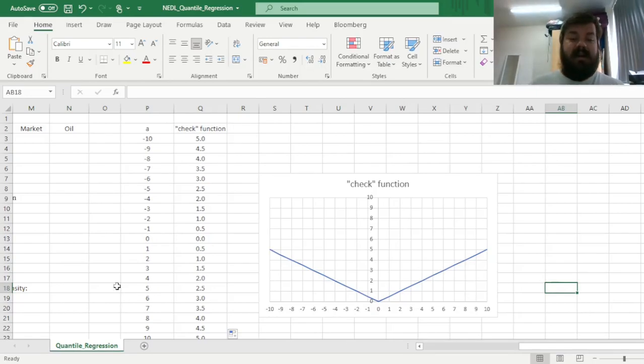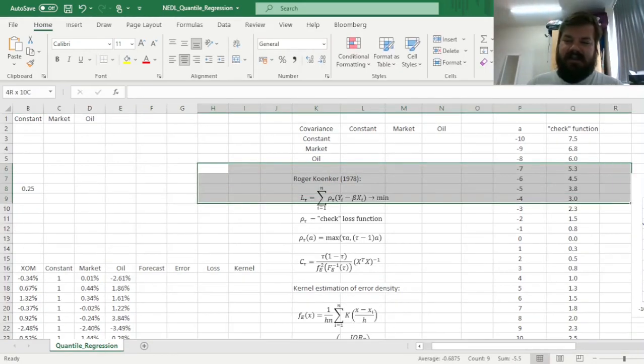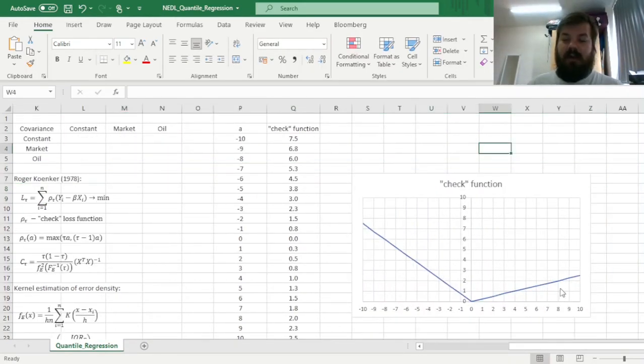And if you change your quantile to another value, for example 0.25, we can see that the function is no longer symmetric. It now has a steeper slope in the negatives than in the positives. It means that it now penalizes over predictions to a greater extent than it penalizes under predictions. And that is exactly what, as Koenker proved, gives you a conditional quantile of your liking.